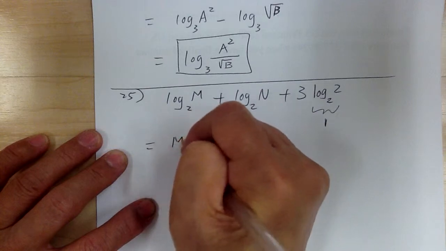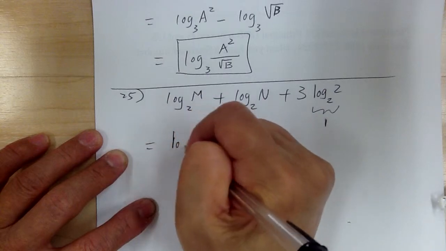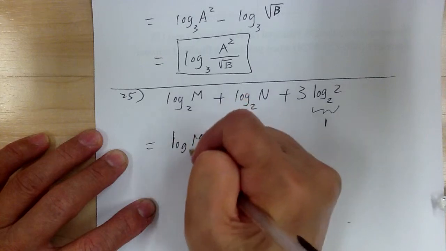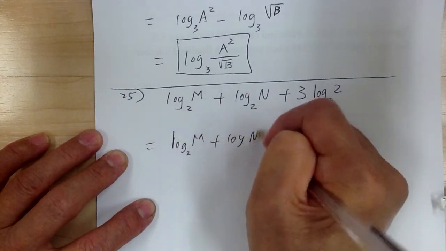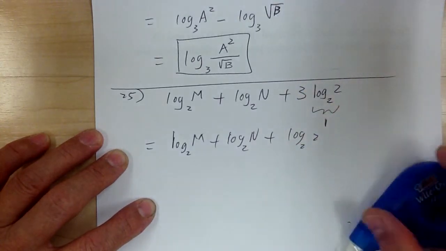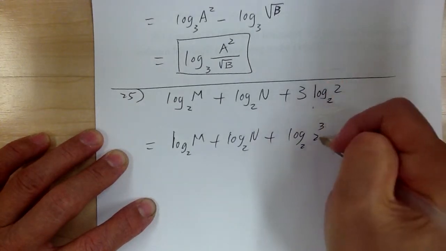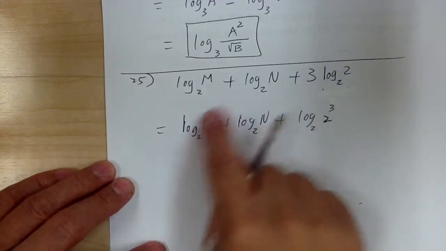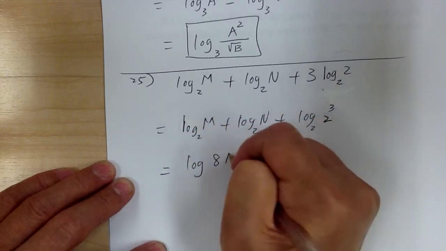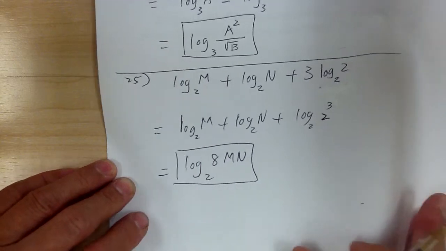So this becomes log of, so multiply all this. Okay, let's bring the exponent in first. So log m plus log of n plus log of 2 to the 3 power. Now we can put all this together. So this is 8mn base 2. Okay. And that's it for number 25.